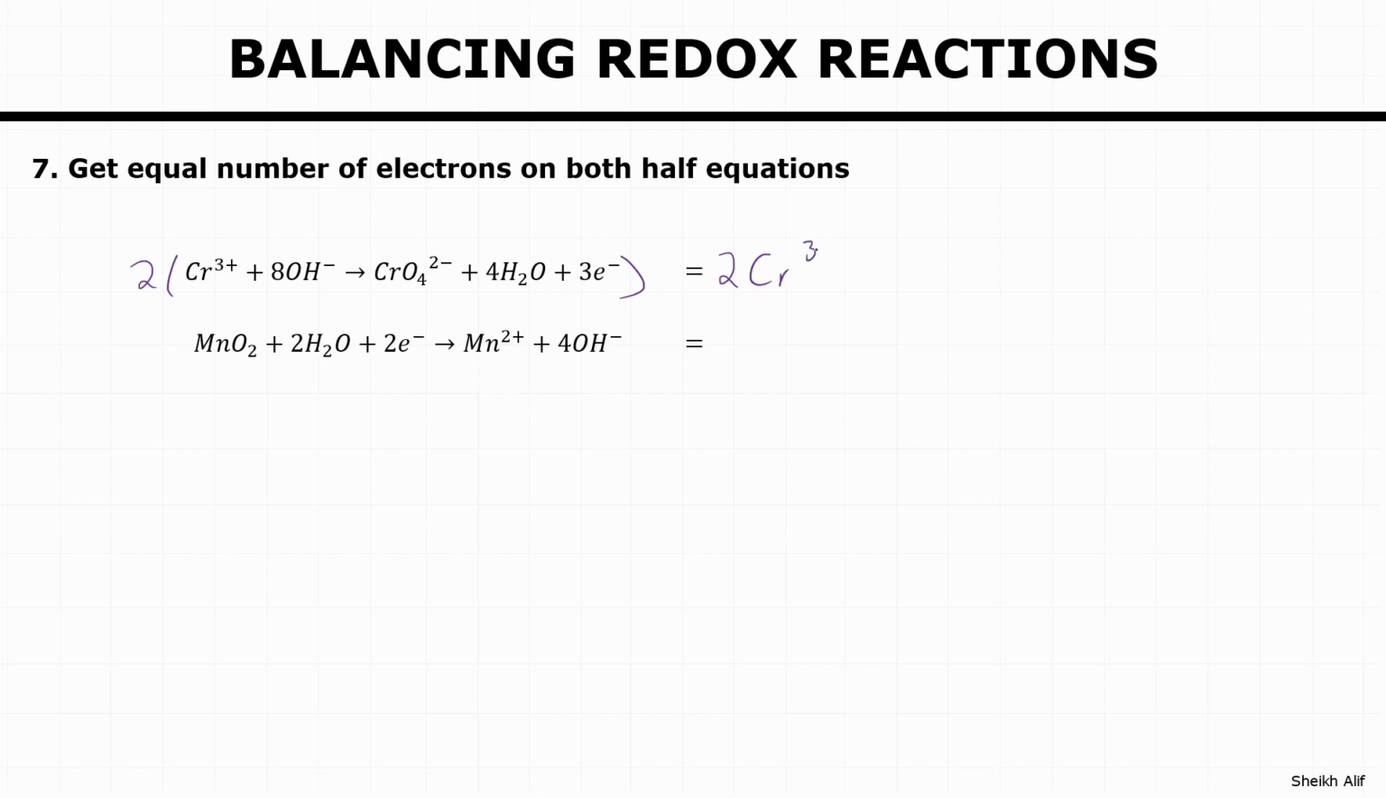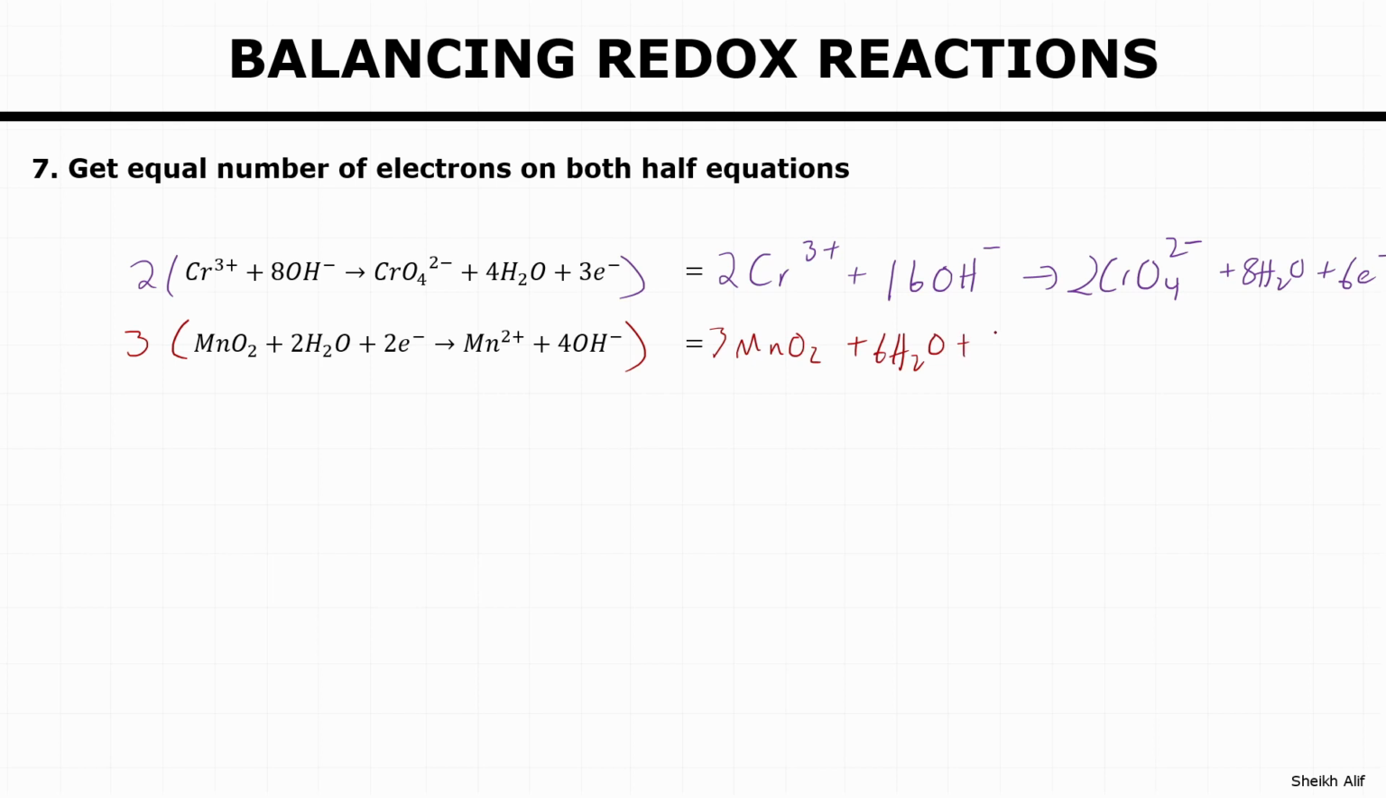So you have 2 chromium ions and 16 hydroxide ions to produce 2 chromate ions, 2 minus, and then 8 water, and then 6 electrons. And then for our second half reaction, you can multiply this by 3. Remember, we're trying to get 6 electrons, so we have to multiply by 3 to get 6 electrons. That's 3 manganese oxide and 6 water and 6 electrons. That's producing 3 manganese ions and 12 hydroxide. And now we have to add these all up.